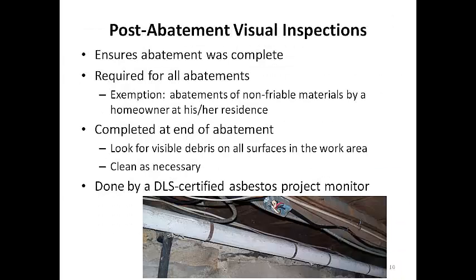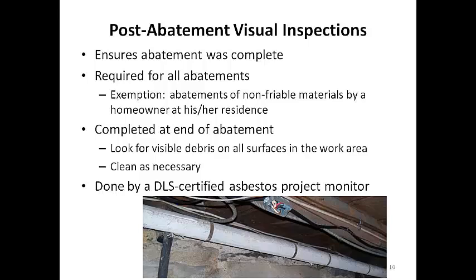The post-abatement visual inspection is required for all asbestos abatement activities. The only exception is for the owner of an owner-occupied single-family residence who is working exclusively on non-friable asbestos-containing material, does not cause the material to become friable, and does the work himself or herself. In other words, the homeowner does not engage a contractor. The purpose of this requirement is to ensure the job has been thoroughly completed and there is no visible debris left behind on any of the work surfaces.